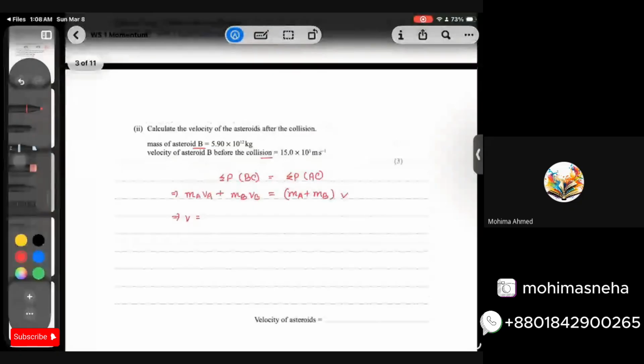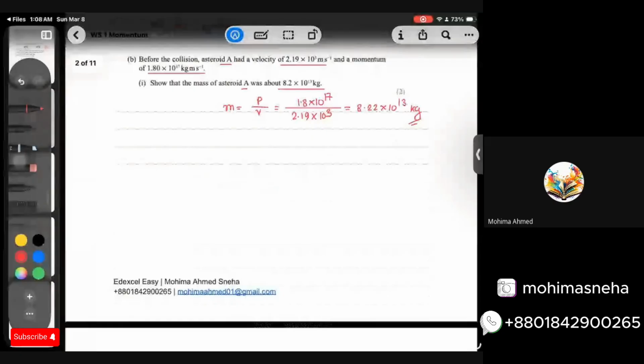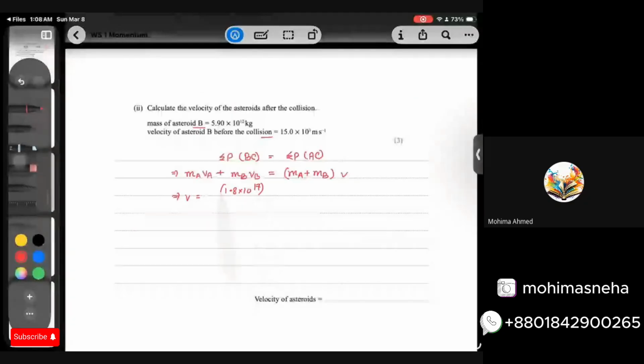This was for A before the collision, no? Where the momentum was given as 1.8 × 10^17. So I can write that 1.8 × 10^17 is the total momentum of A. For the total momentum of B, we have to find the momentum as 5.9 × 10^12 times 15 × 10^3.